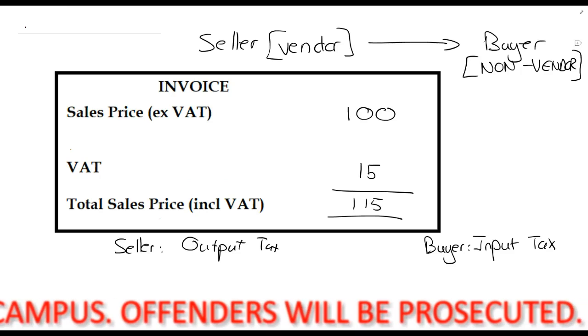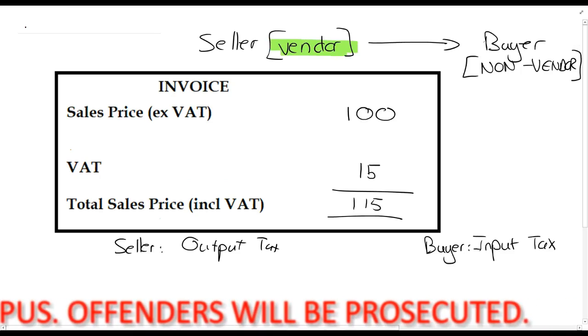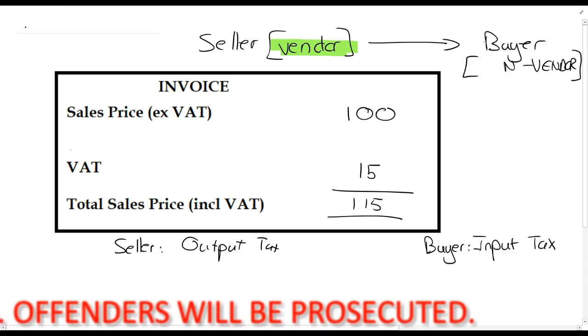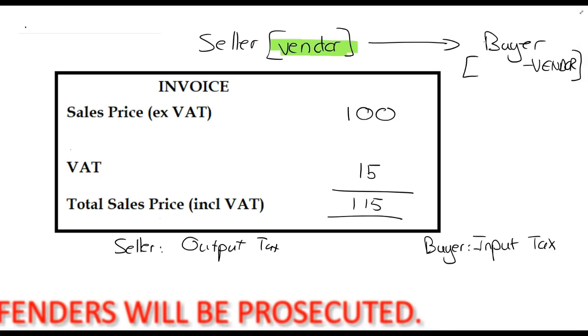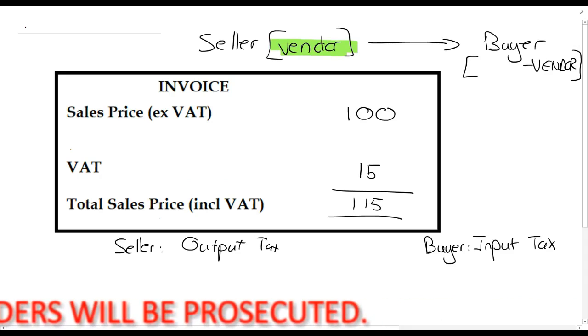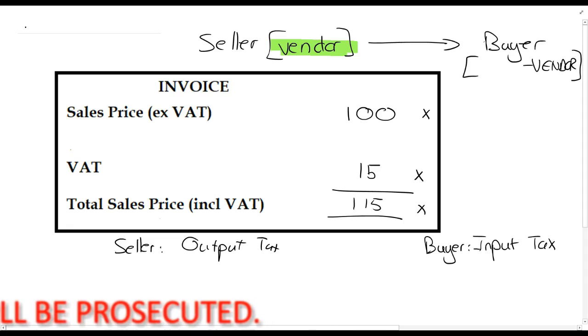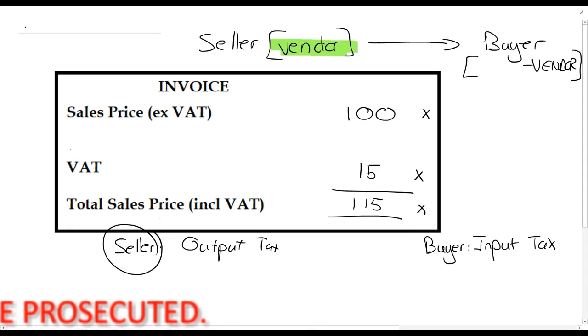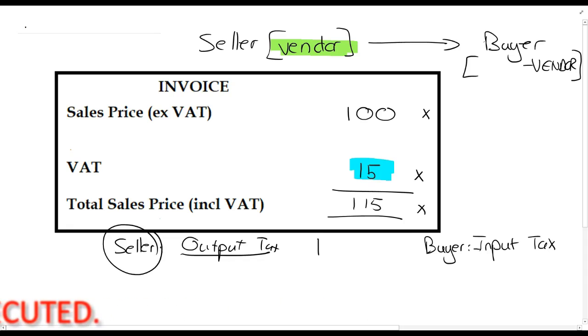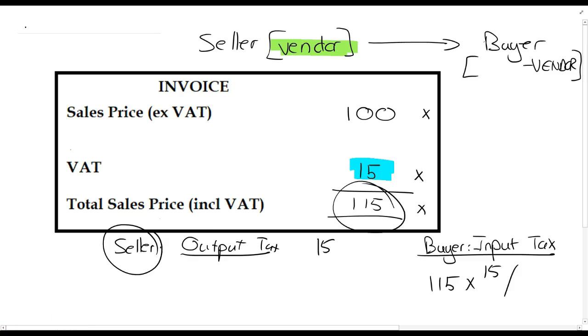This means, if you have a seller which is a vendor, and a buyer, which is also a vendor, the seller sells us something for 100 rands ex VAT, charges us 15 rands VAT, sells us 115. The seller will charge output VAT of 15 rands. The buyer will claim input tax. And how is that amount calculated? Now, in an exam, you're going to take this amount, and you're going to say 115 times 15 over 115.